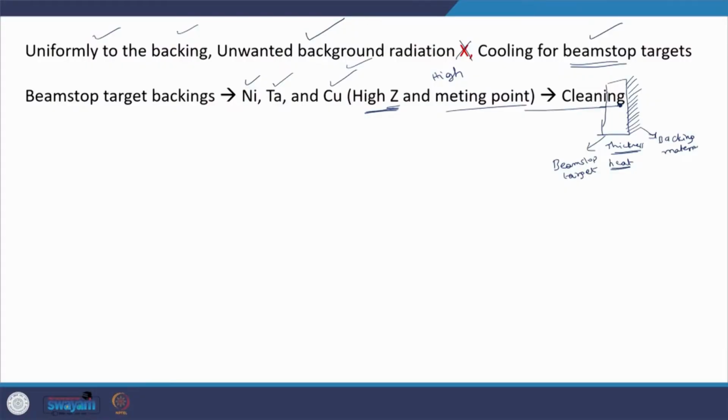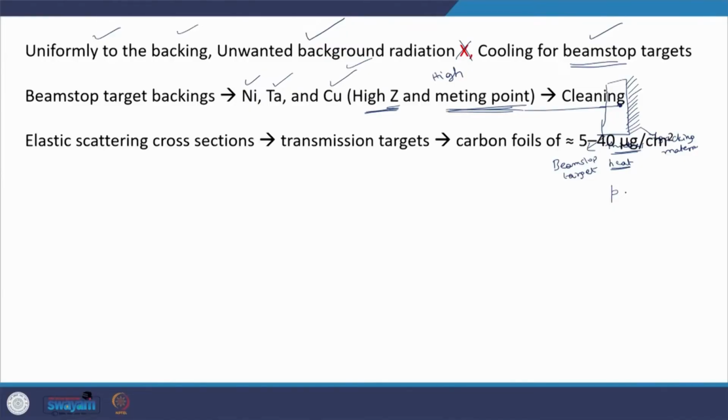Second consideration, as I have said, is the cooling facility. Melting point is very high. The backing material should possess a high melting point so that the heat generated within the target material, which happens in general with beam stop targets, should not allow the backing material to get burned. So, it is important that the backing material has a high melting point, and tantalum, carbon and nickel have high melting points.